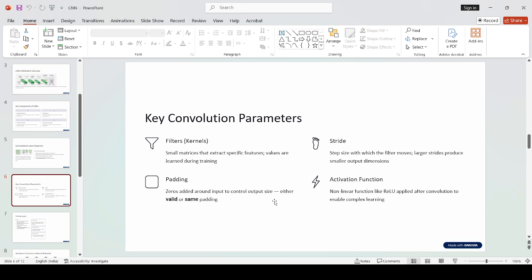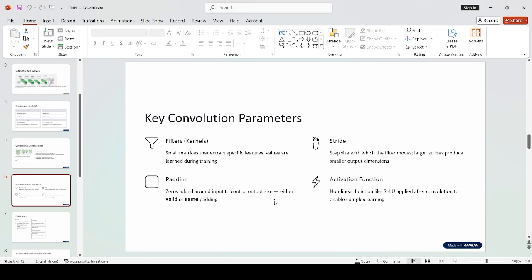Let us now look at the important parameters of a convolutional operation. The first is the filter or kernel. It is a small matrix whose values are learned during training. The filter extracts specific features from the input. The second parameter is stride. Stride determines how many pixels the filter moves at each step. If the stride is increased, the filter moves faster and the resulting feature map becomes smaller.